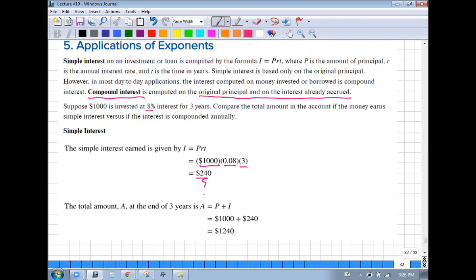After 3 years, simple interest, the interest you owe is $240. So the amount you owe, A, would be your 1,000 plus the 240, which is what they have here. A is your amount.